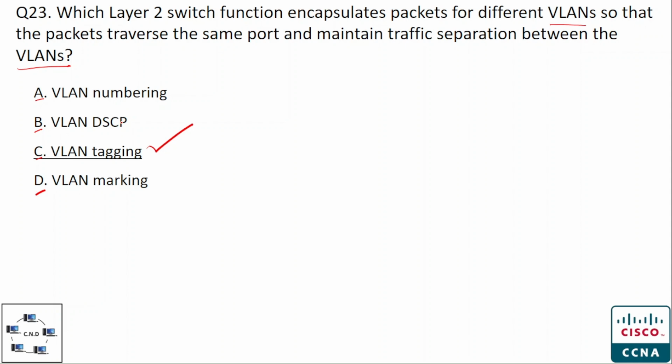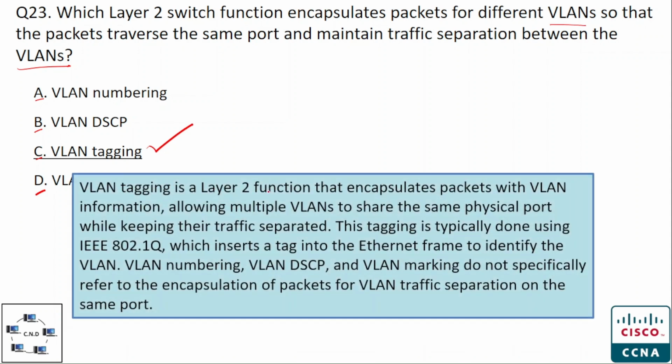VLAN tagging. VLAN tagging is a layer 2 function that encapsulates packets with VLAN information, allowing multiple VLANs to share the same physical port while keeping their traffic separated. This tagging is typically done using IEEE 802.1Q, which inserts a tag into the Ethernet frame to identify the VLAN. VLAN numbering, VLAN DSCP, and VLAN marking do not specifically refer to the encapsulation of packets for VLAN traffic separation on the same port.